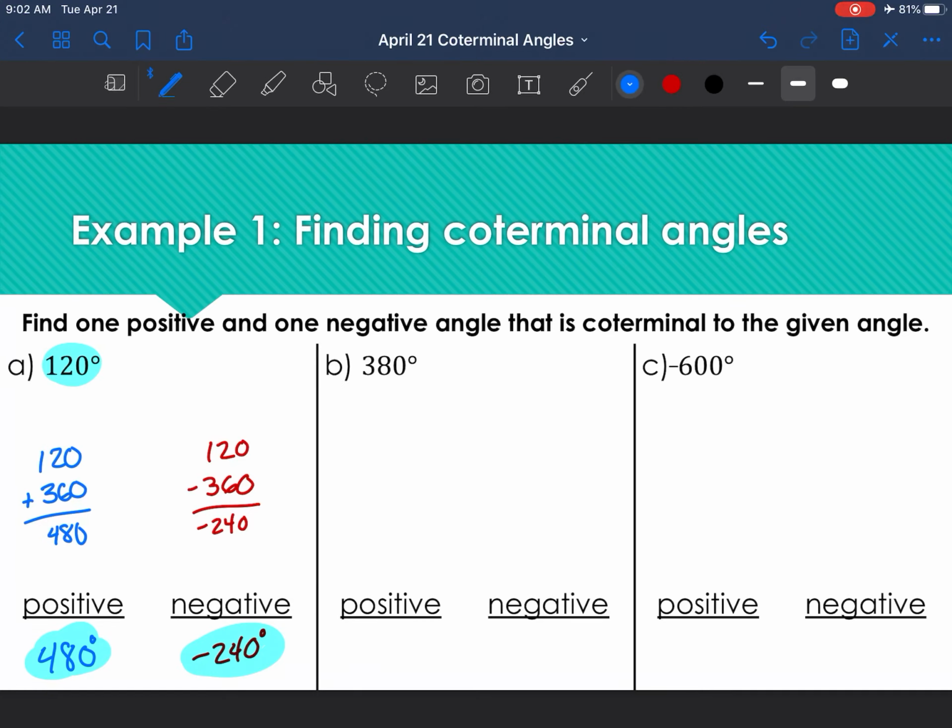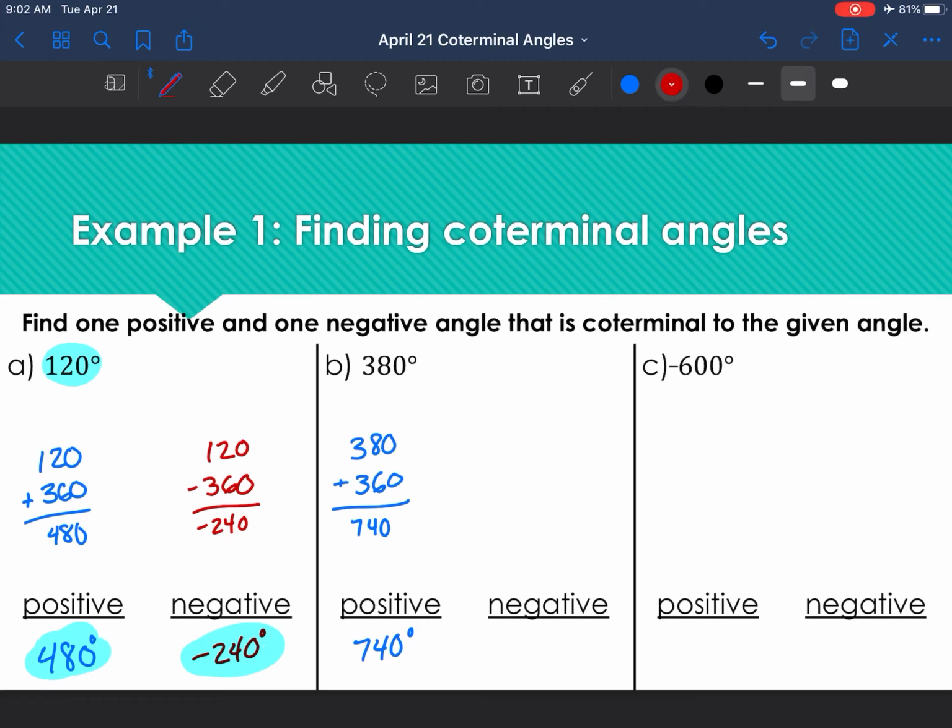With the 380, I'll start with the 380 degrees. I want to find a positive degree that's coterminal with this one. So like before, I will add 360 to that. It's always 360. It's never any other degree. So you're never going to add 180 or anything like that. When you add those together, I believe you get 740 degrees. So there's a positive.